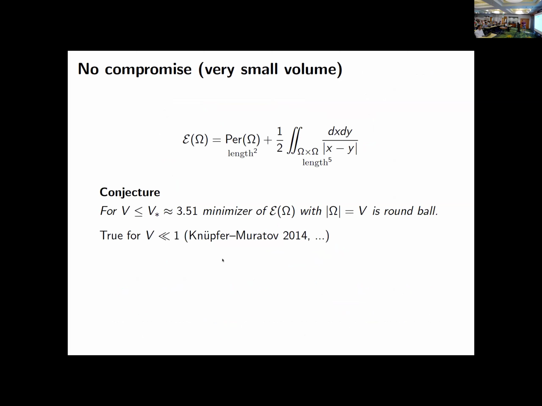I'd like to tell you what's known, and then I can tell you what we did. So there's the no compromise conjecture. The first part of the conjecture is that for volumes below this critical V star, the minimizer is a round ball. About 10 years ago, this was proven for volumes very, very small, the super tiny volume regime.